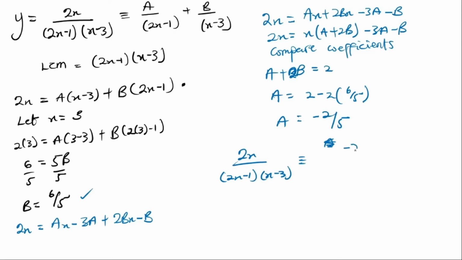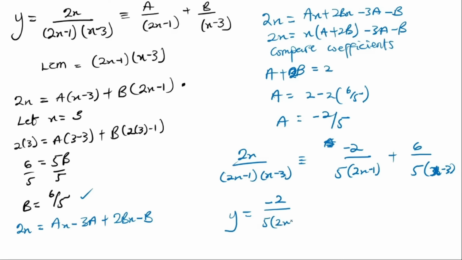So we have negative 2 on 5 multiplied by what? 2x minus 1. Then plus the b is what? 6 on 5 multiplied by what? x minus 3. Alright, so it means in the long run, our y is equal to this function over here. So we have negative 2 on 5 multiplied by 2x minus 1, then plus 6 on 5 multiplied by x minus 3. So from here, we can now differentiate this function and get what?